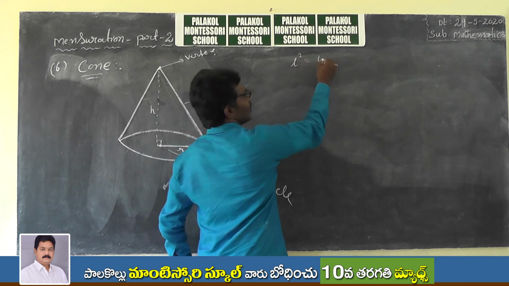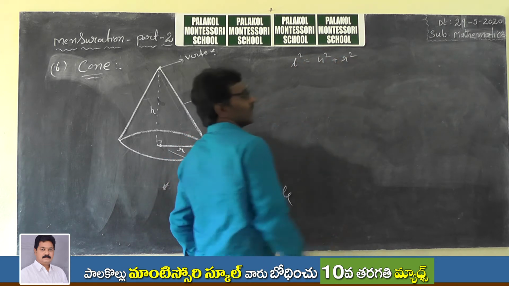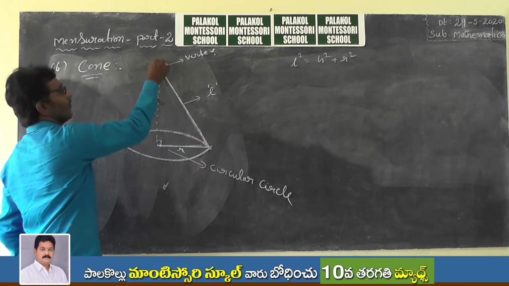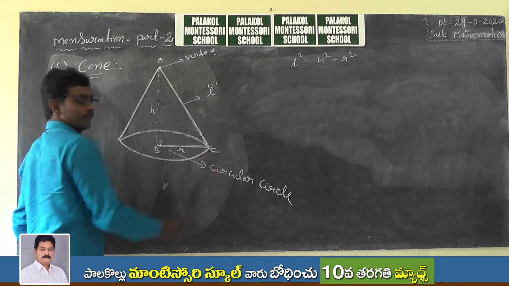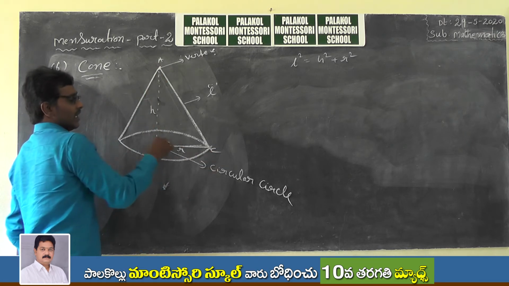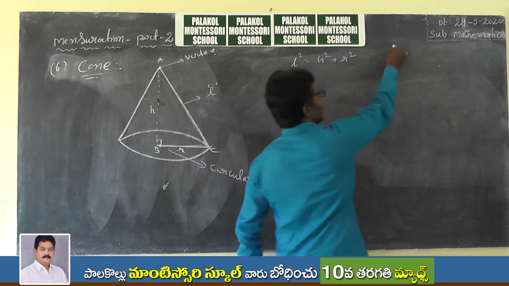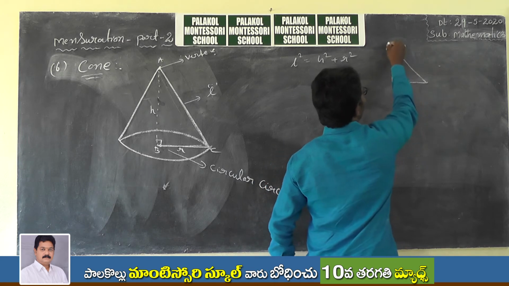Now see here how to find the slant height. l square is equal to h square plus r square. Why? Because here one triangle is formed. See, ABC is a triangle. What type of triangle is this? ABC is a right angle triangle.